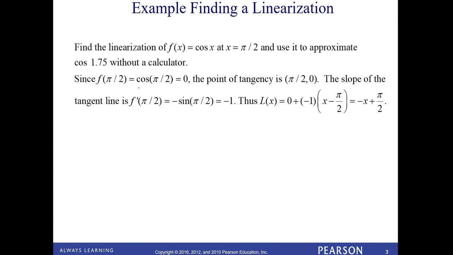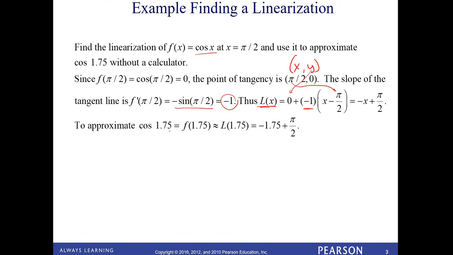So f of pi over 2 is cos of pi over 2, which is 0, so our point of tangency, our x y ordered pair, is pi over 2 comma 0. The slope of the tangent line, f prime of pi over 2, is taking the derivative of cos and evaluating it at pi over 2, and is negative 1. So our linearization, L of x, is our y sub 1 plus our slope times x minus x sub 1, plugging those values in, and then simplified to negative x plus pi over 2. So that's my linearization that I'm going to use.